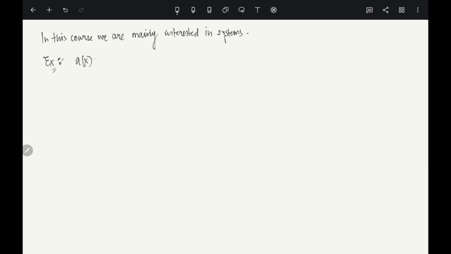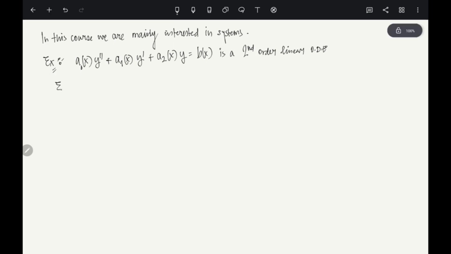a of x y double prime plus a1 of x y prime plus a2 of x y equals b of x. So this is an equation, a second order linear ODE. Now I can actually write this equation down as a system, the equivalent system.